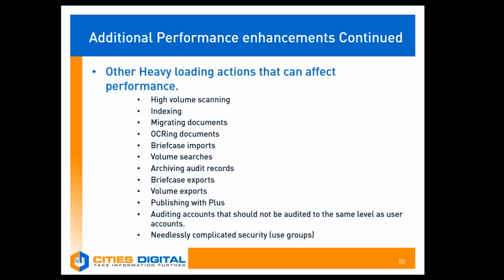And needlessly complicated security. So if you've got, instead of using groups, you've got Bob, and he's authorized on this folder and this one, but specifically denied here. And then we've got Bob times 16 different users. That complicated security will also cause it to check for every folder and every entry and everything else to see whether Bob can even get in there. If we use group security, it'll actually help performance.